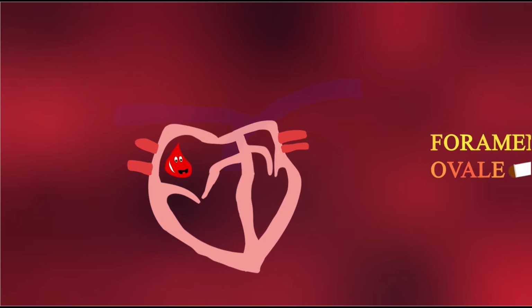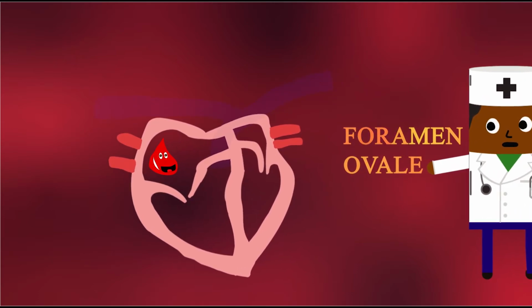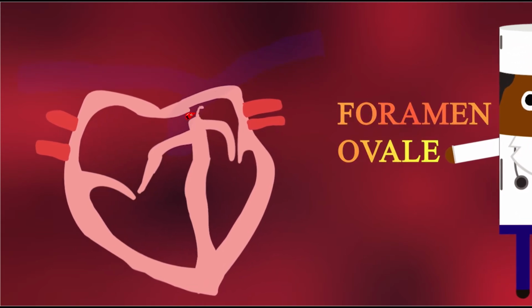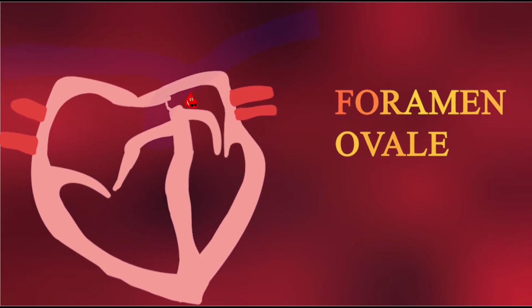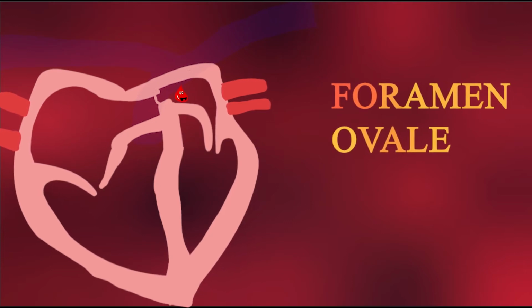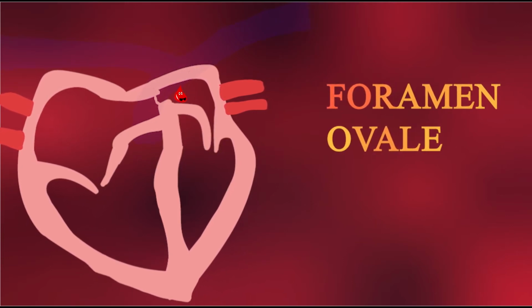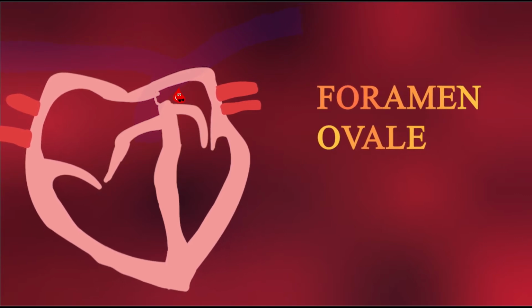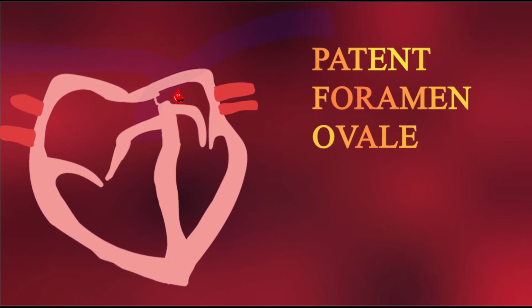The lungs of the fetus do not work, so the mother supplies the fetus with oxygenated blood. Thanks, Mom. This blood enters the right atrium and takes a shortcut to the left atrium through a shunt called the foramen ovale. This is a natural adaptation to bypass the lungs and is present in the normal fetus. However, if the foramen ovale does not close after the newborn enters the world, then it becomes a problem we call the patent foramen ovale.